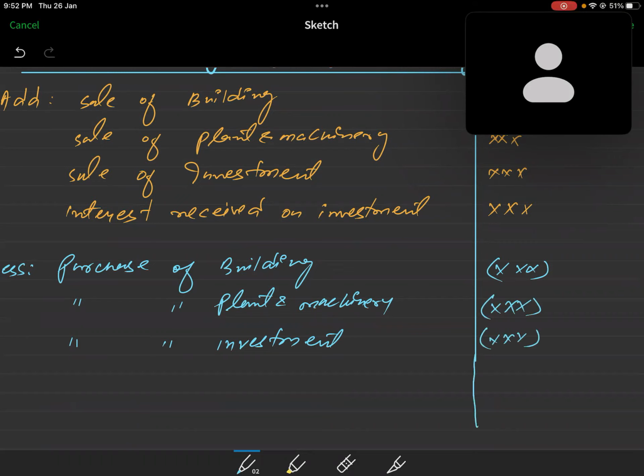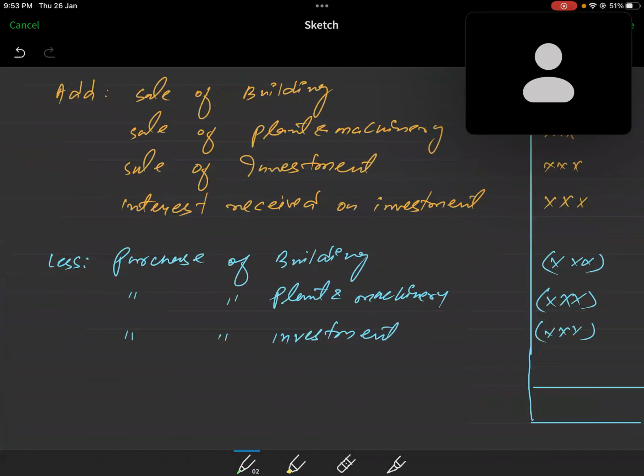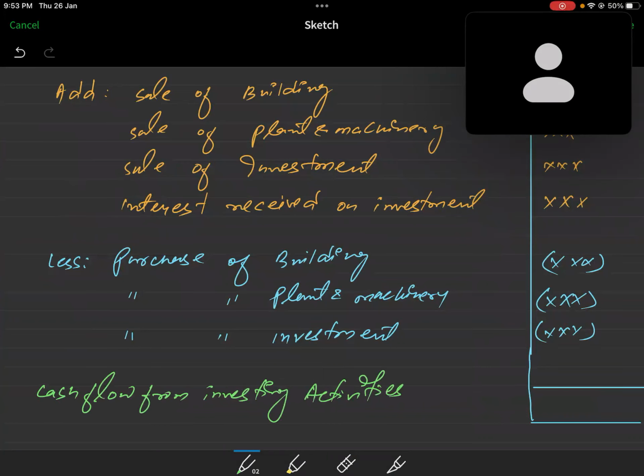Once this is done, we'll subtract the cash outflow from cash inflows, and ultimately the answer that we get, if it is a positive value, will be known as the cash flow from investing activities. All right, and if the answer we got is negative, then it will be cash used for investing activity, or in investing activities.